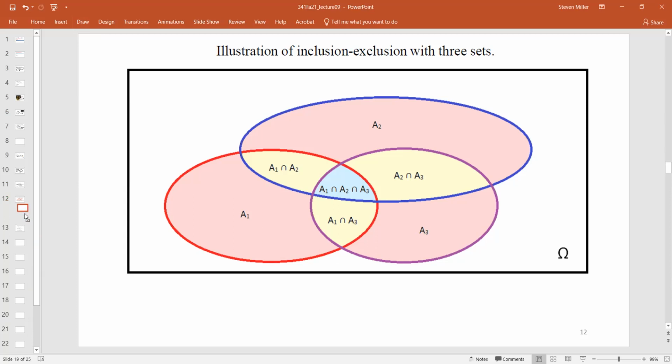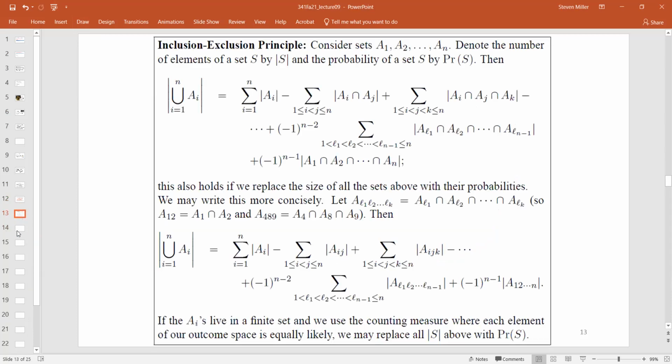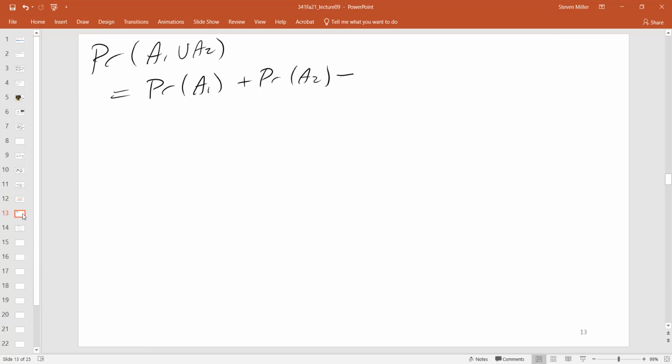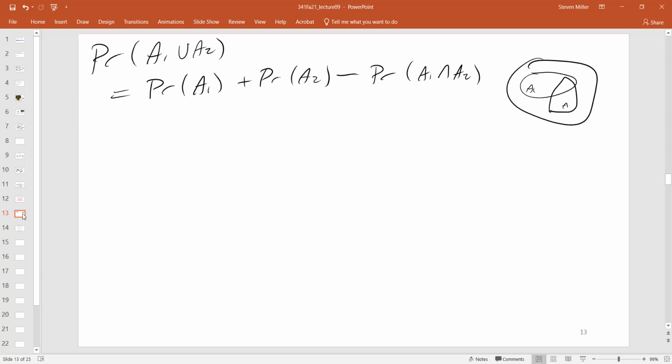We want to be very careful about double counting. So what is the probability of A1 union A2? It might be the probability of A1 plus the probability of A2, but then what do I have to do? Subtract off the probability of A1 and A2. So if I have, you know, here is A1, here's A2, here's this double counted region, which is A1 intersect A2.